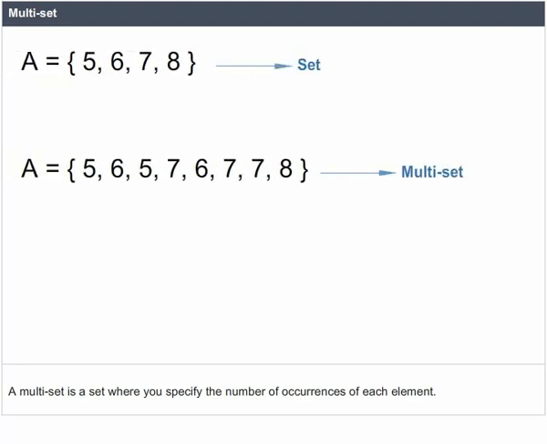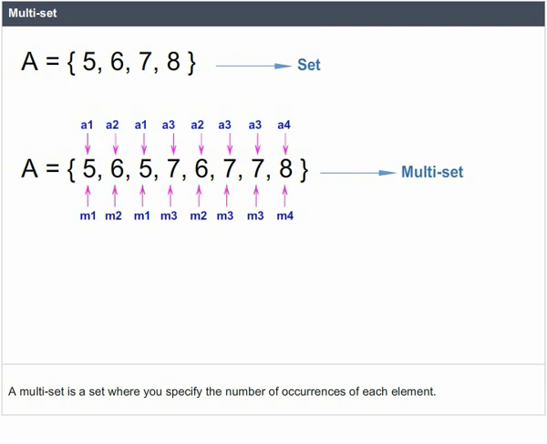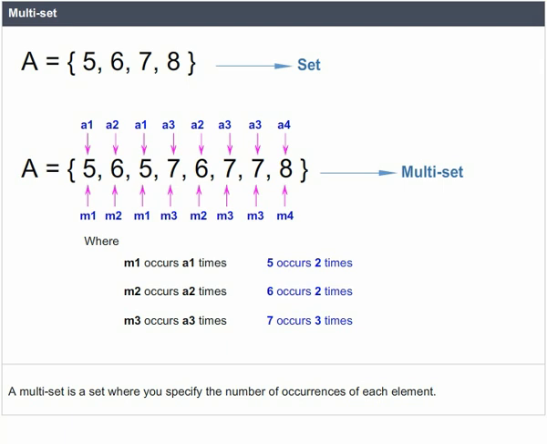Multiset. A multiset is a set where you specify the number of occurrences of each element. A equals {5, 6, 7, 8} is called a set. A equals {5, 6, 5, 7, 6, 7, 7, 8} is a multiset. We clearly explained in the picture. M1 occurs A1 times, that is, 5 occurs 2 times. M2 occurs A2 times, that is, 6 occurs 2 times. M3 occurs A3 times, that is, 7 occurs 3 times. M4 occurs A4 times, that is, 8 occurs 1 time.